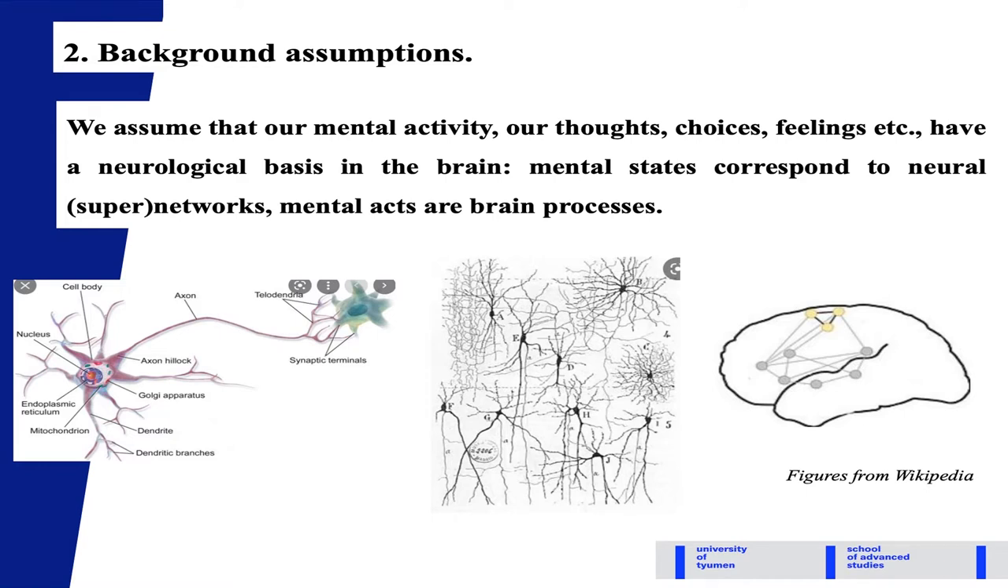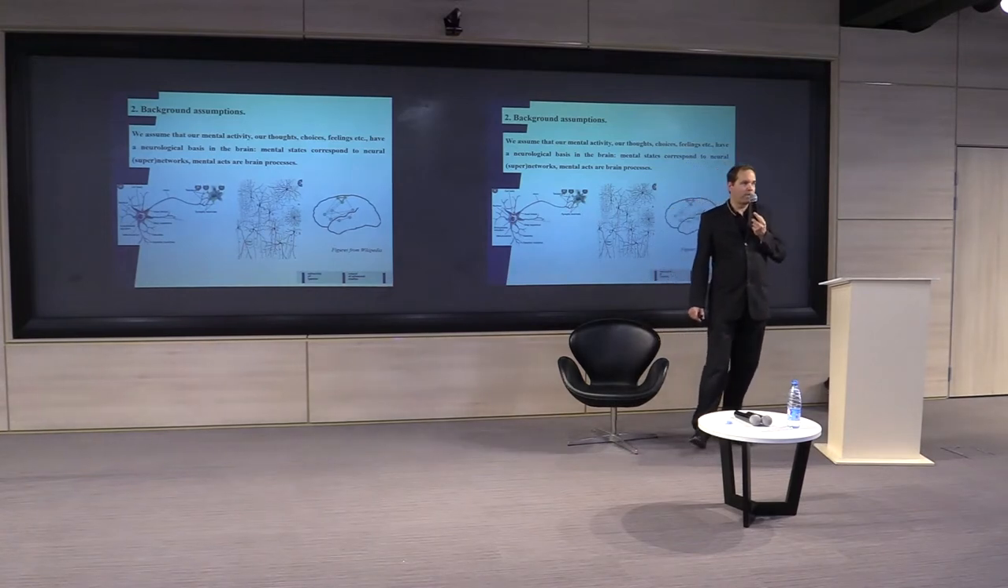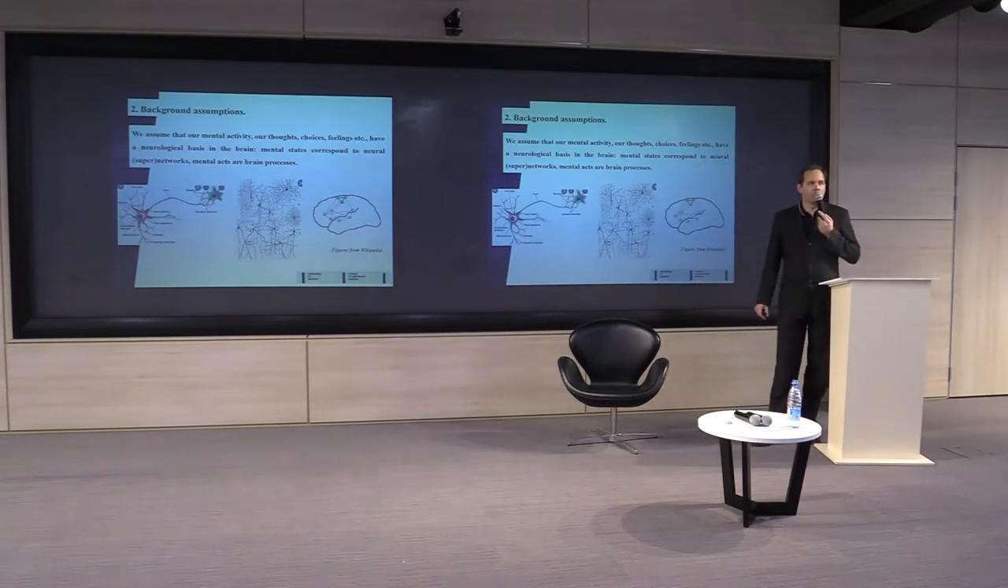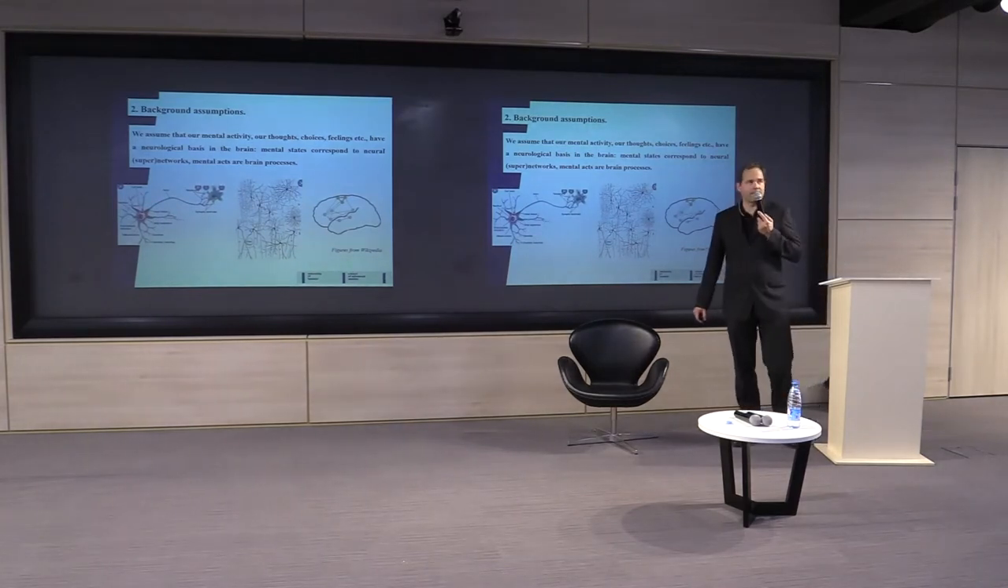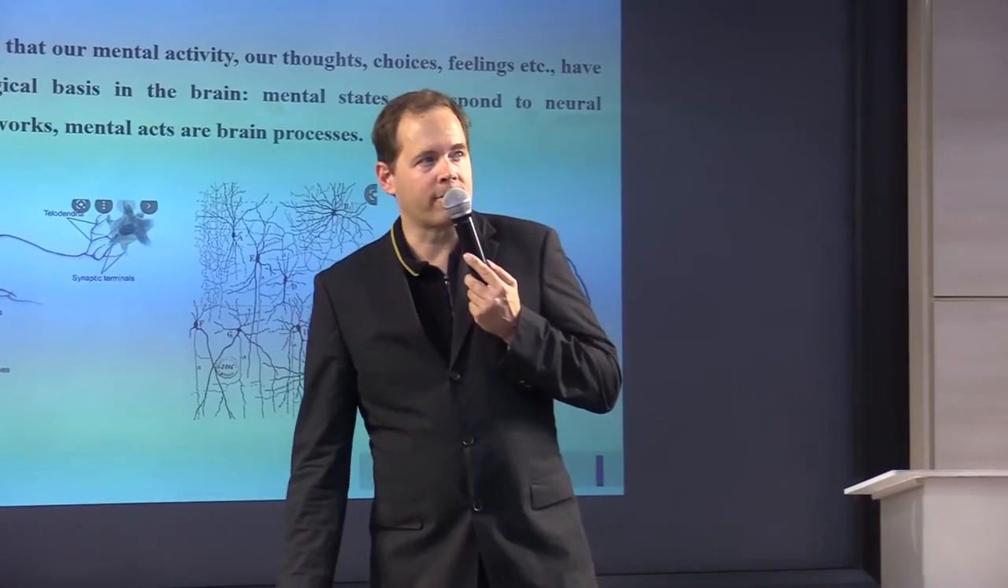A short word on some of the background assumptions. I think it will not come as a surprise to you that here in this interdisciplinary research group, we assume that our mental activity, our thoughts, choices, feelings, and so on, have a neurological or neural basis in the brain. In other words, mental states correspond to neural networks or even super networks. And mental acts are, in other words, brain processes.